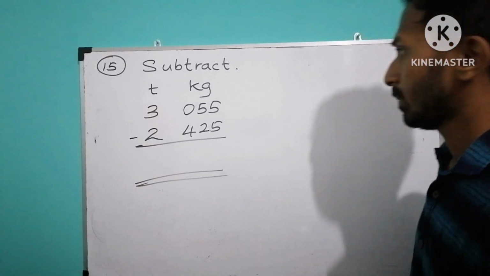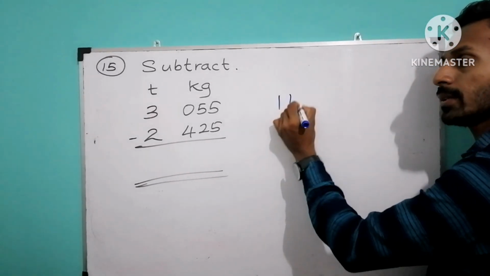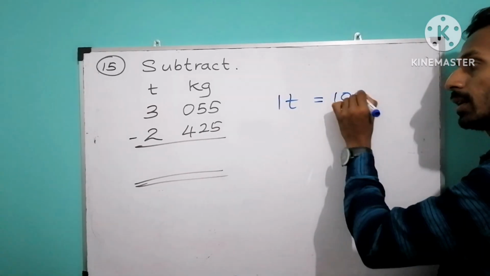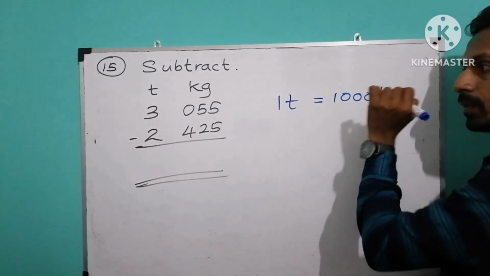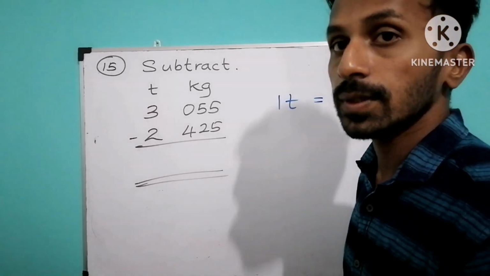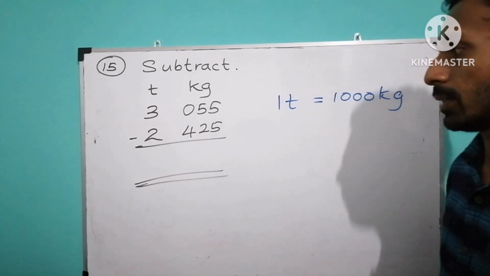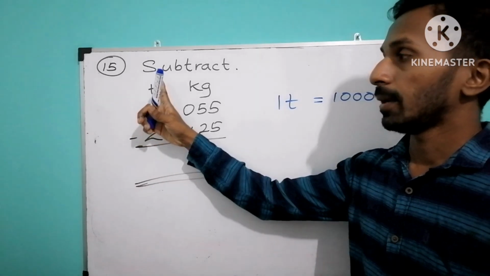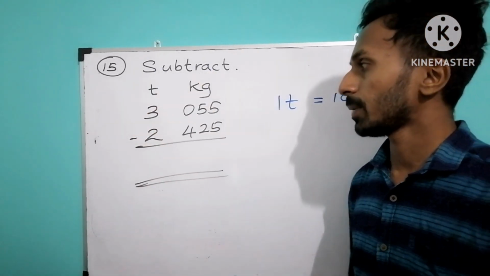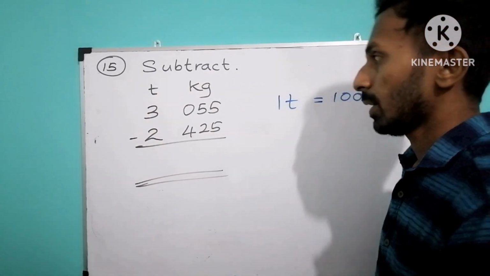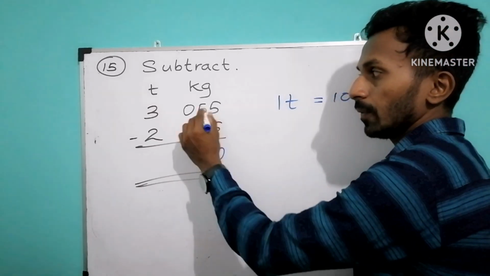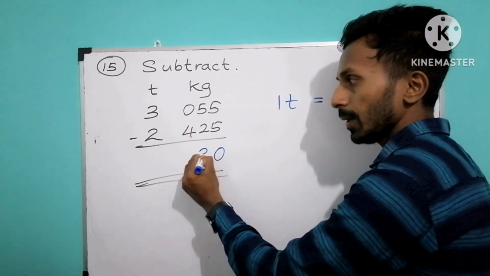You all know 1 metric ton is equal to 1000 kilograms. Keep it in your mind. Here you can see there are two units, metric ton and kilograms. Now subtract. Here 5 minus 5, 0. 5 minus 2, 3.